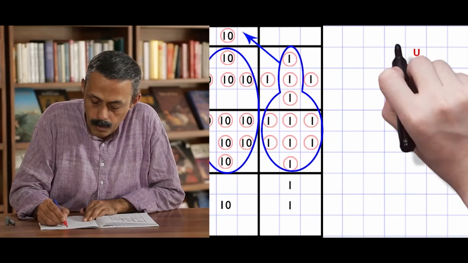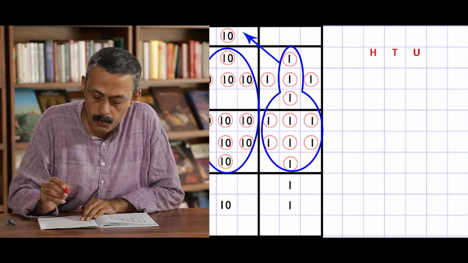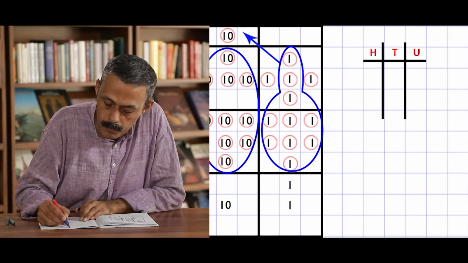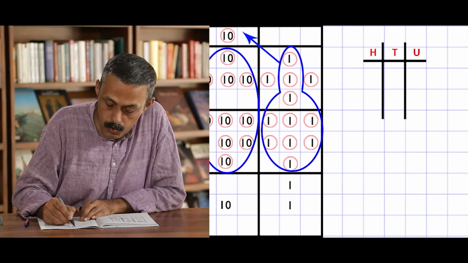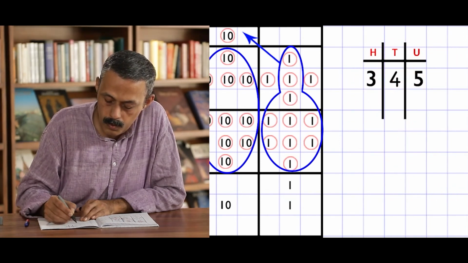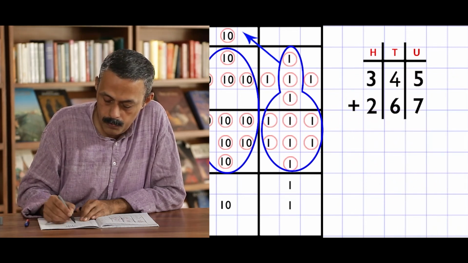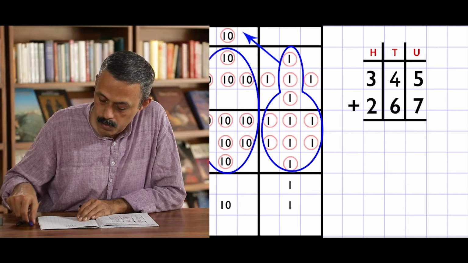Same thing, let us do in the abstract stage. Let us draw the table first. Units, tens, hundreds. You should write in the same way that each square gets one place. Starting from the hundreds place, 3, 40, 5. This should be added with 267. The answer that we get by adding these, that's right here.